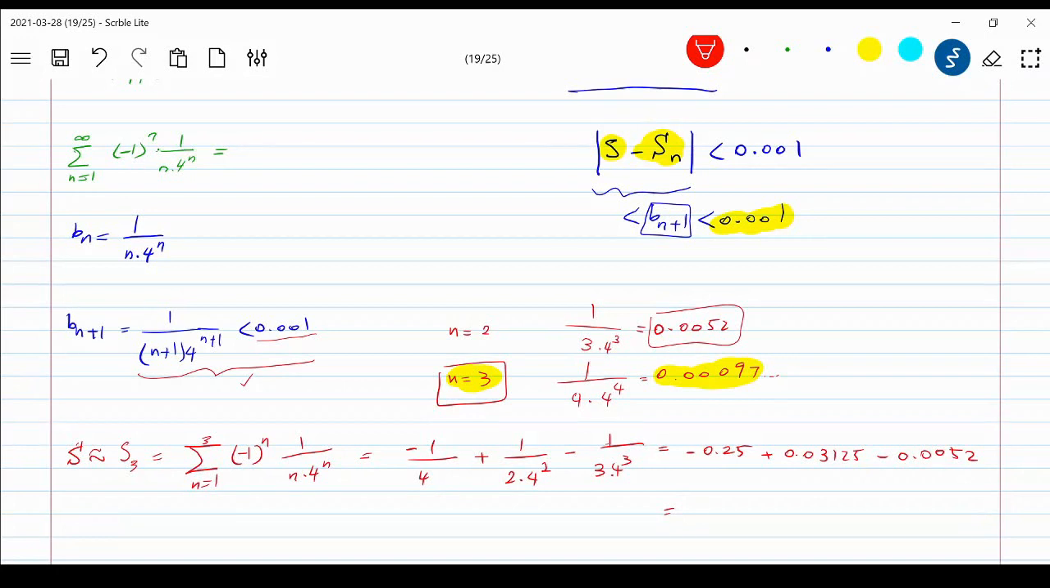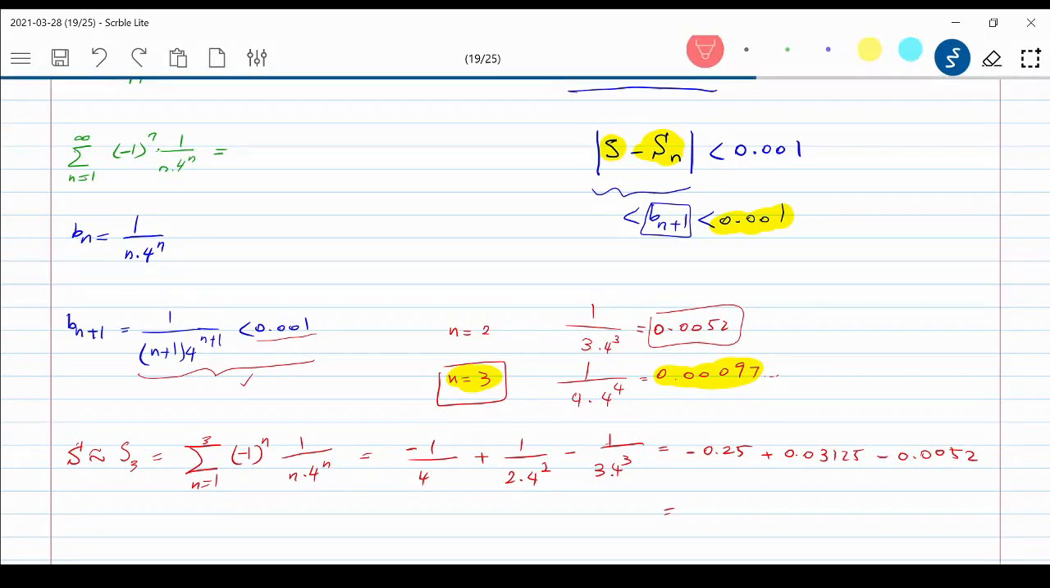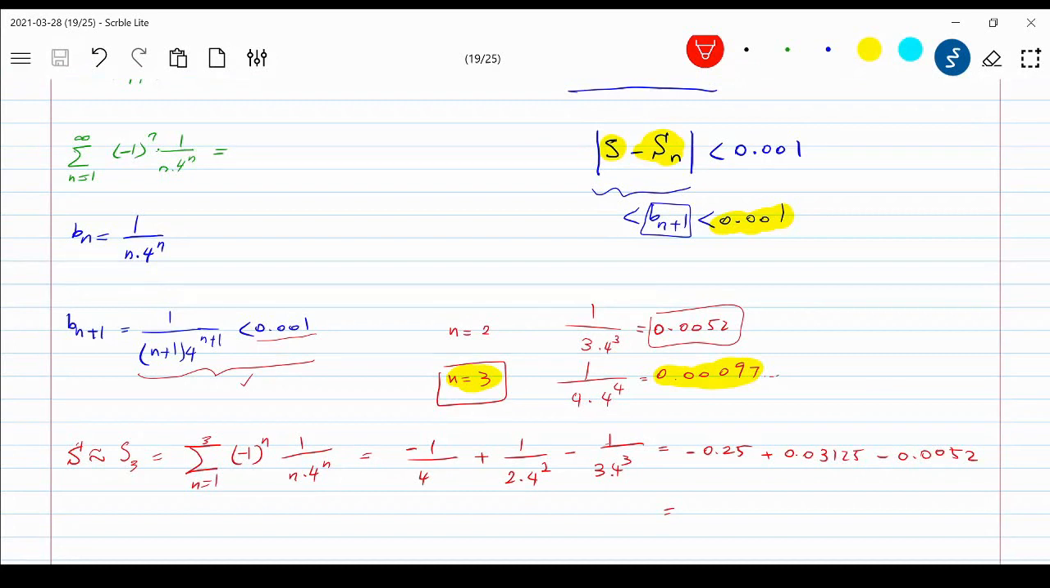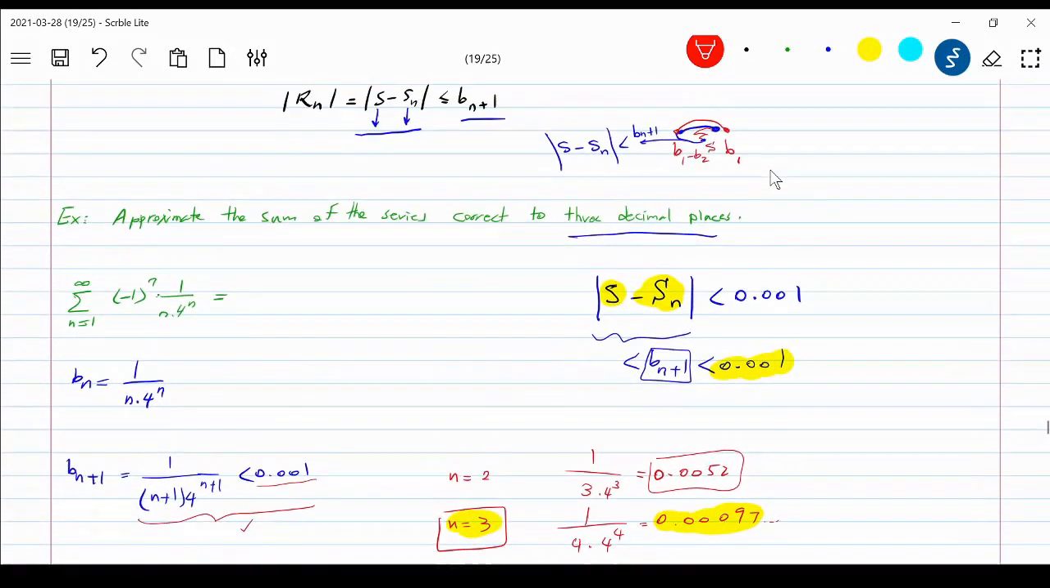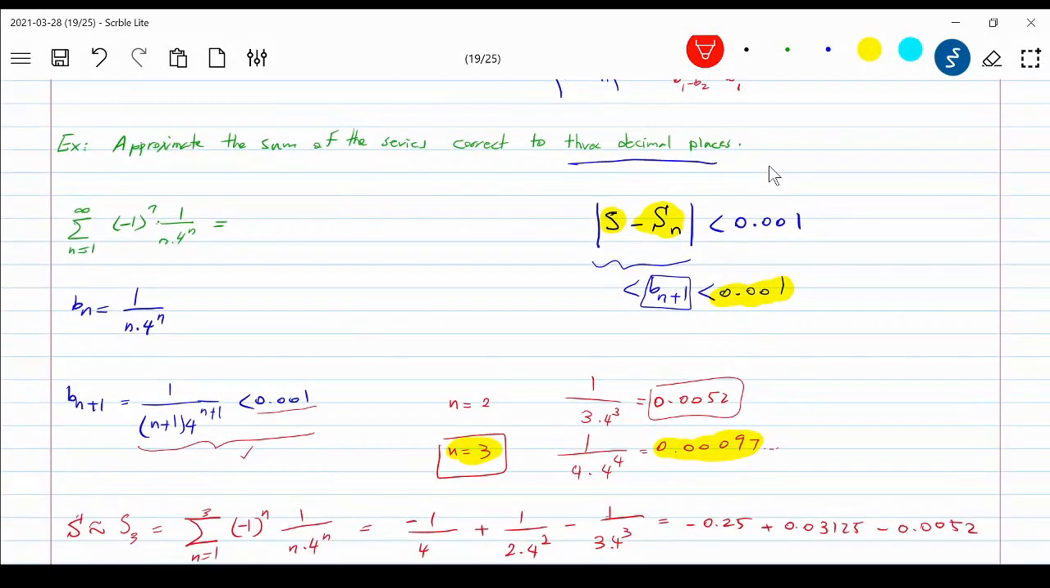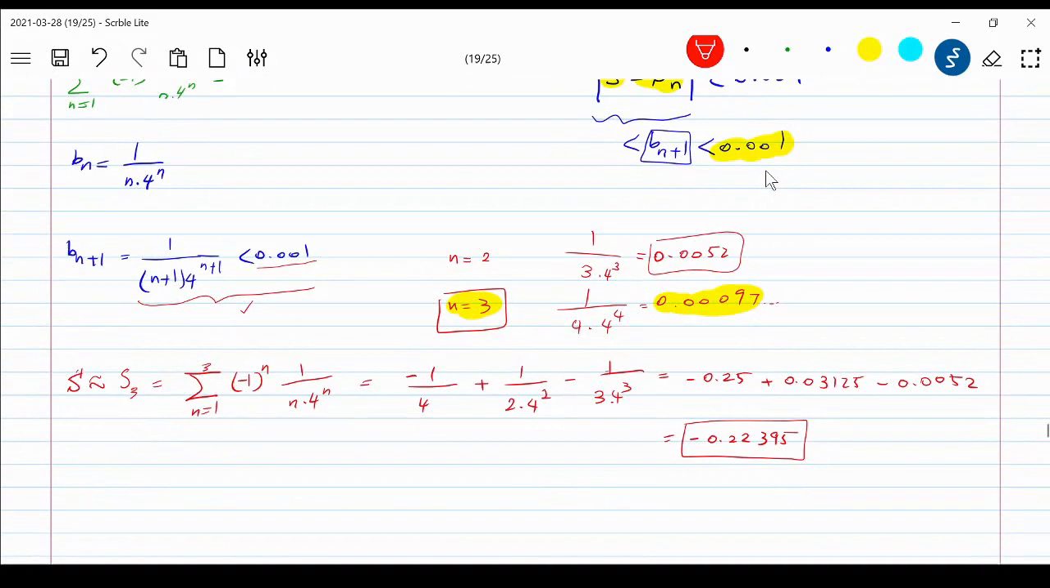So if I add up all these numbers, that would be a close approximation for our result. Sorry, I'm using the calculator, that's why I'm quiet. Here we go, I got minus 0.22395, almost. So this is our estimation of S. It's not accurate, but S is approximately close to this number with a difference of at most 0.001.